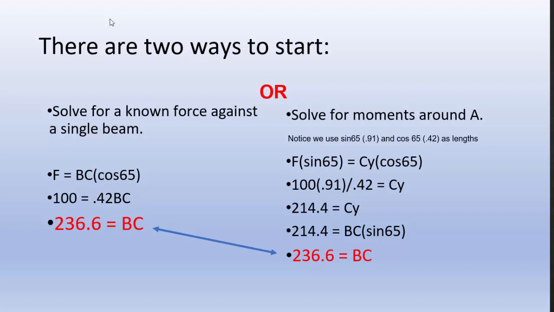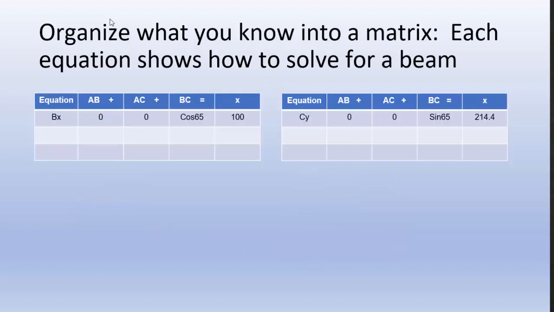All right, so let's put these equations into a matrix so we can see what we're doing. We're basically looking at the methodology of how we're solving this. So I'm going to put this in the form of AB plus AC plus BC equals something. On the left side, I used my B of x equation, so I basically just said BC cosine 65 equals 100. On the right side, I used my C of y equation, BC sine 65 equals 214.4. Okay, great, got them there.